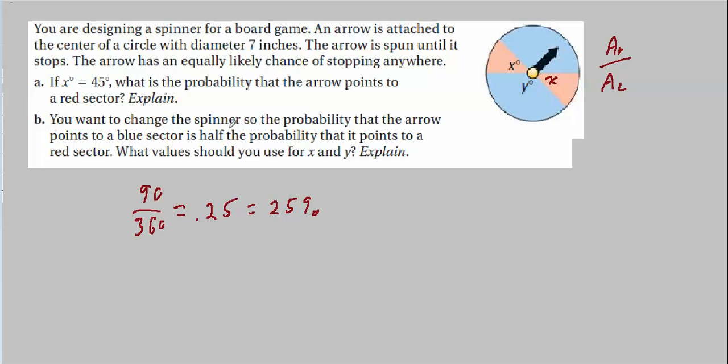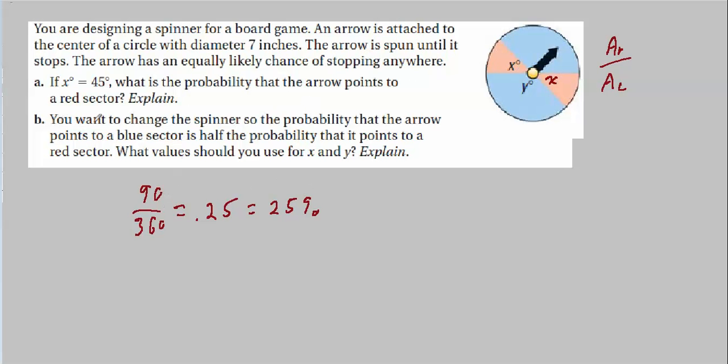What about the second part? When it says explain, well, I think this is the explanation. Our explanation is that we have learned from other problems that figuring out what proportion this is of the whole does not depend on knowing the radius. We only need to know the angle.